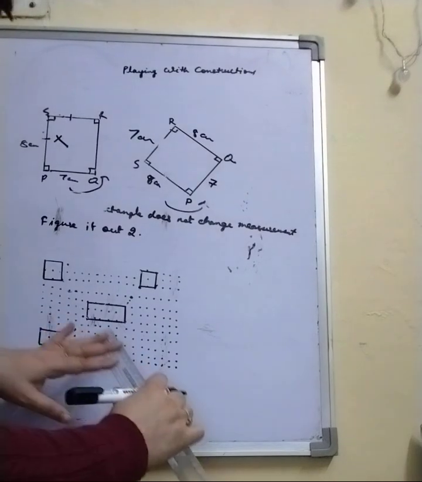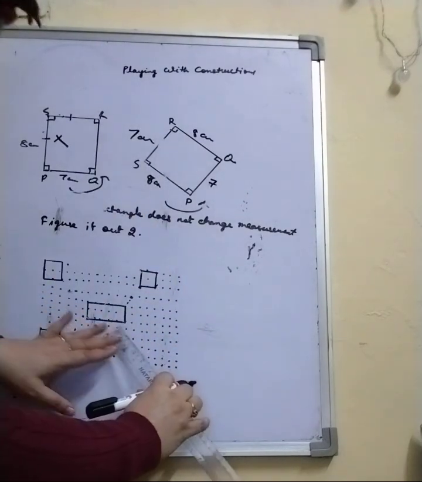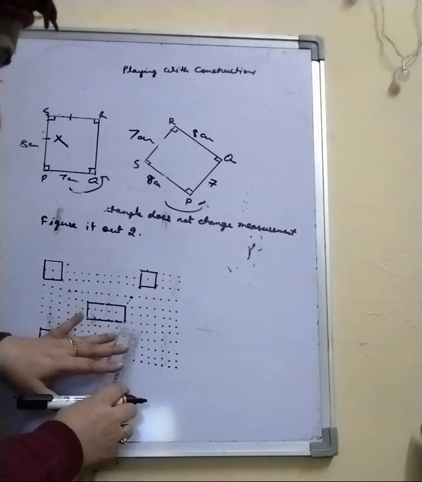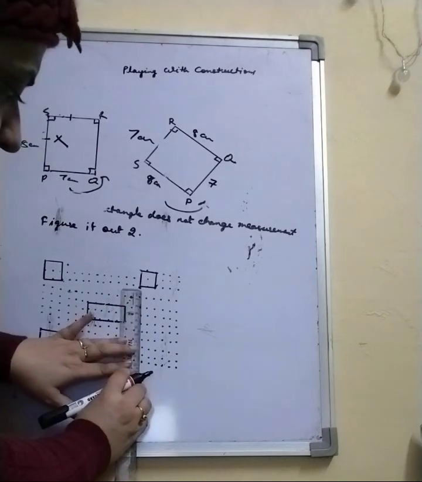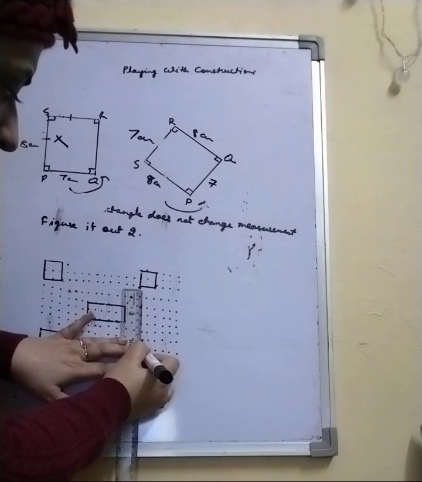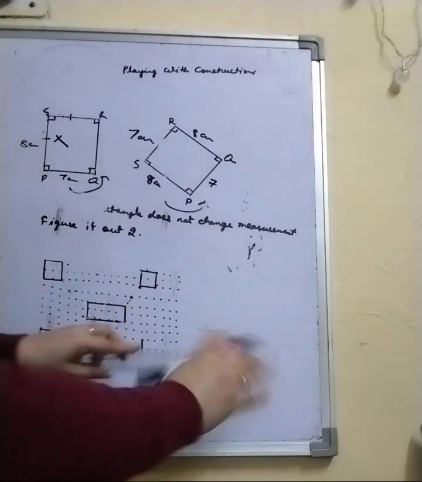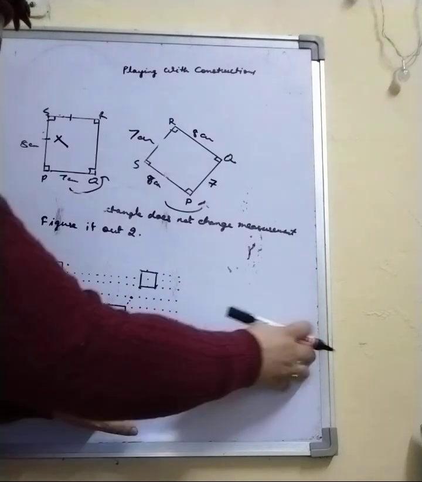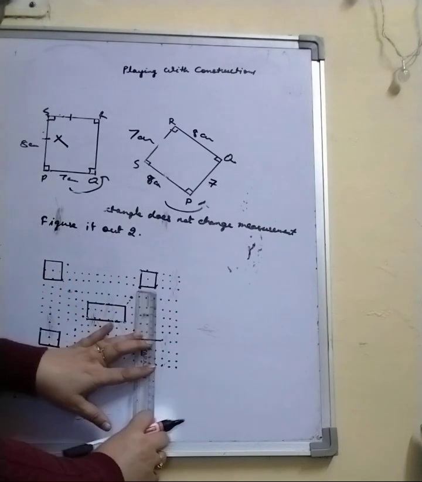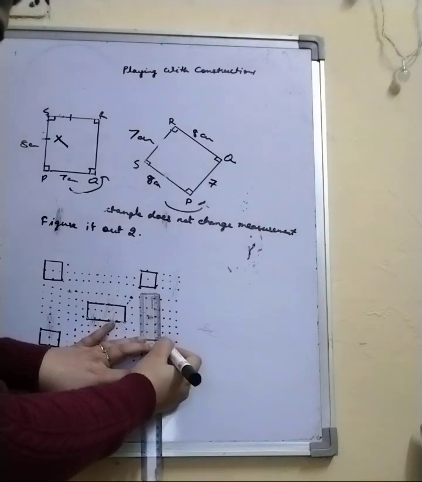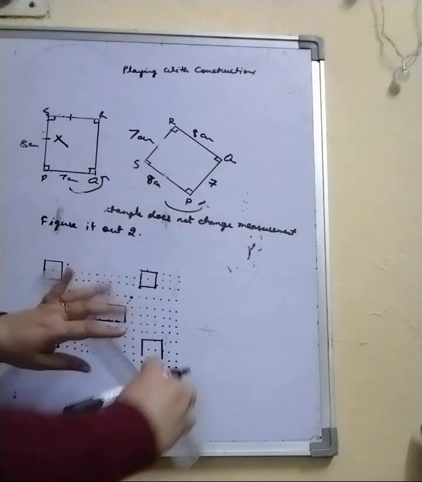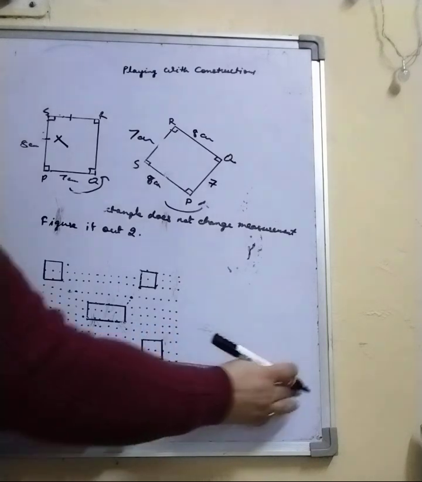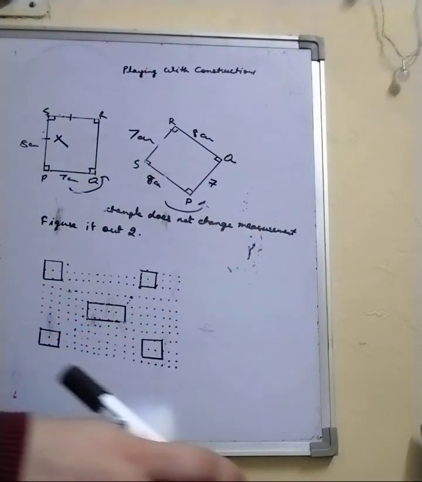Similarly here, 2 points below you would get the square. So this is 3 points vertical and 3 points horizontal. So in this way you will get the square which are symmetrical around the rectangle.